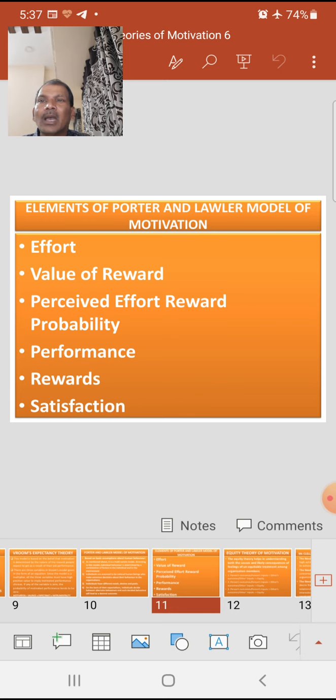The Porter and Lawler model has definitely made a significant contribution to the better understanding of work motivation and the relationship between performance and satisfaction. But even then, today, it has not made much impact on the actual performance of human resource management.